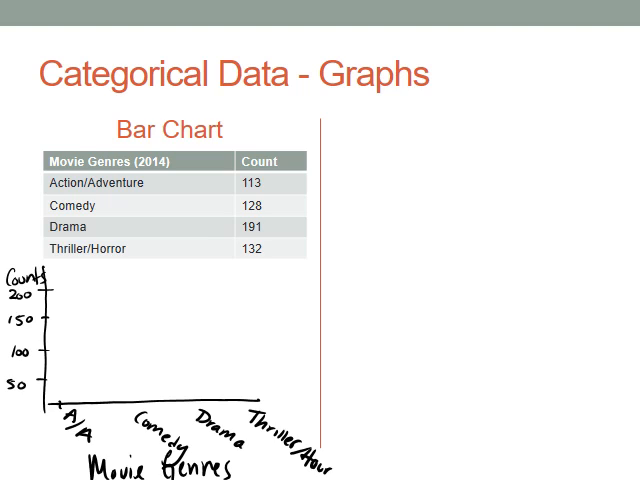Each of these is essentially a bin. Our bins, in a bar graph, don't touch one another. We're going to look at action and adventure, and we know that 113 movies were released in action and adventure. So I want to draw a bar that goes up to 113. Again, this isn't an exact process right now. And then for comedy, we're going to go up to 128.